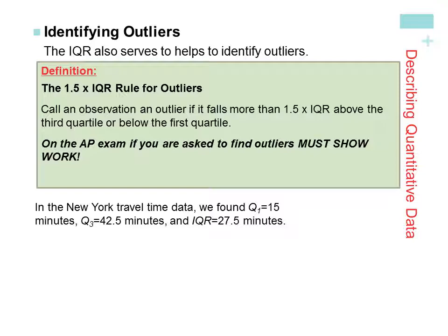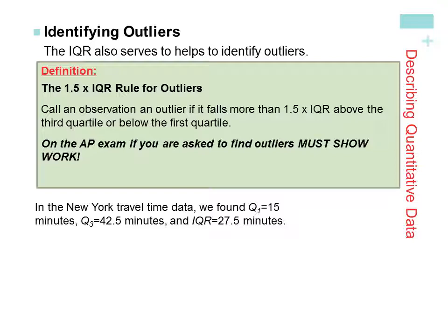On the AP exam, your homework assignments and your tests, if you're asked to find outliers, you must show your work. If you don't show your work on how to find the outliers and you're graphing a box and whisker plot, which we'll talk about in a minute, then you will get points taken off.